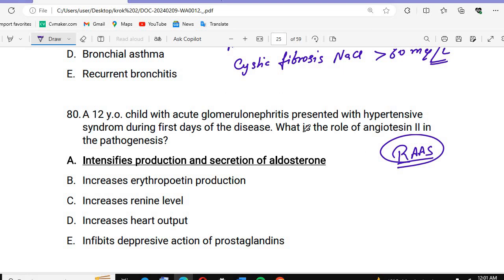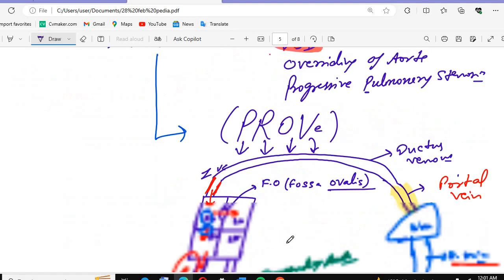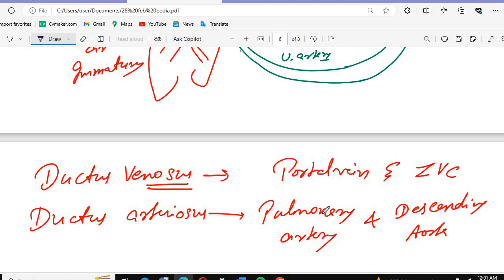So, okay, a 12-year-old child with acute glomerulonephritis presents with hypertension on the first day. Then what is the role of angiotensin 2? Let's see what angiotensin does. So let's discuss something about the RAS.